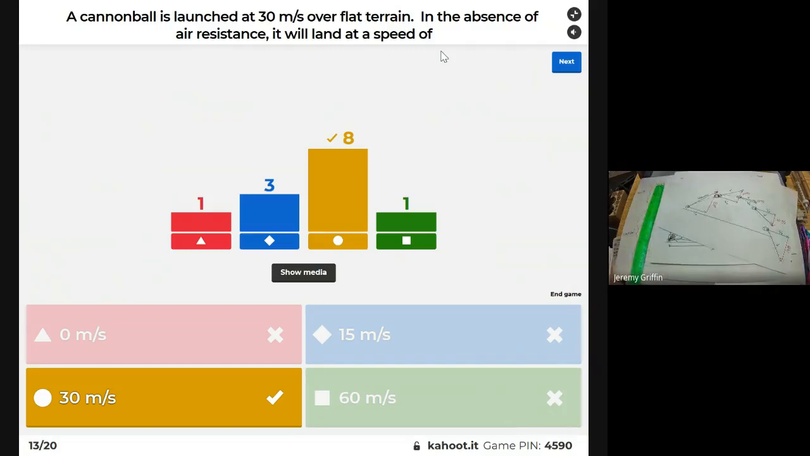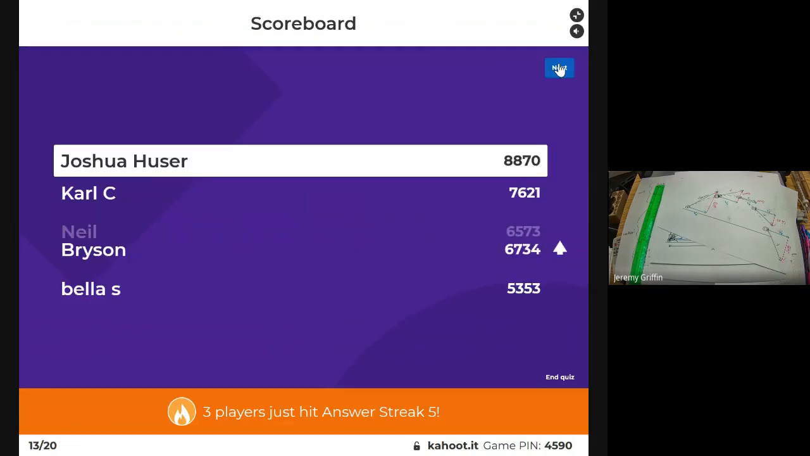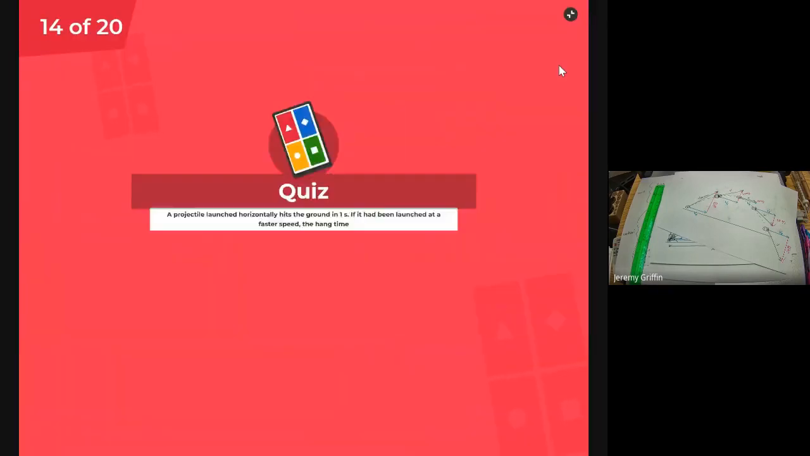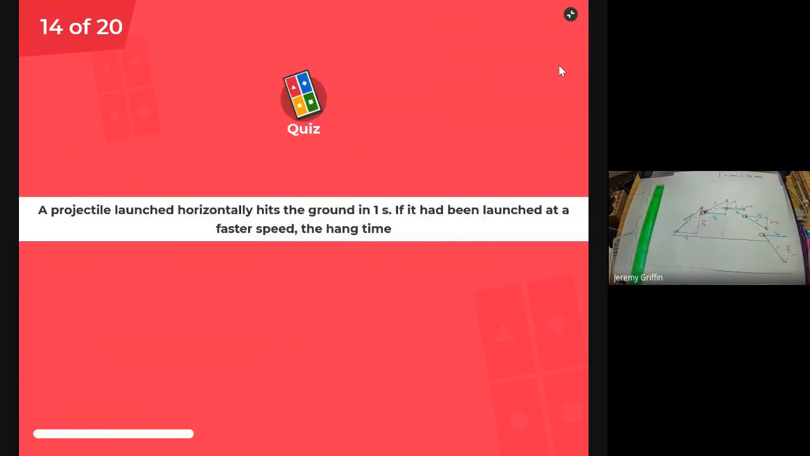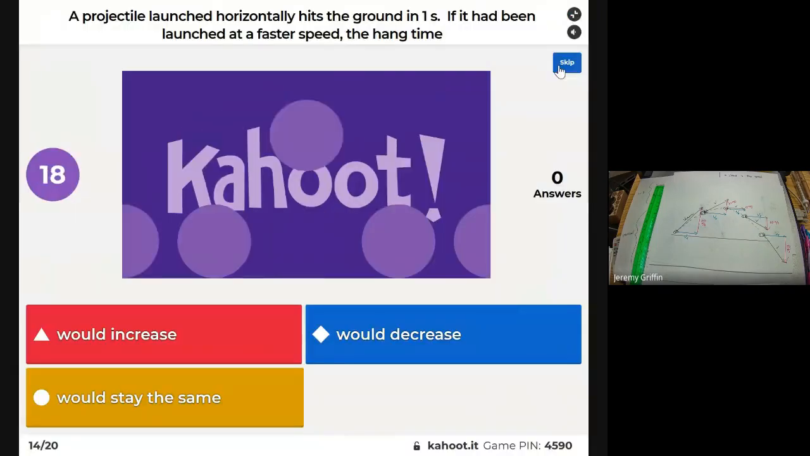All right, see how we're doing on Kahoot. Got Josh keeping the lead. Carl in second, Bryson's moving up. A projectile is launched horizontally, hits the ground in 1 second. Ooh, sounds like your starter question. If it had been launched at a faster speed, and horizontally, what would happen to the hang time?